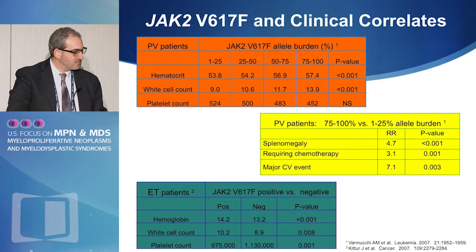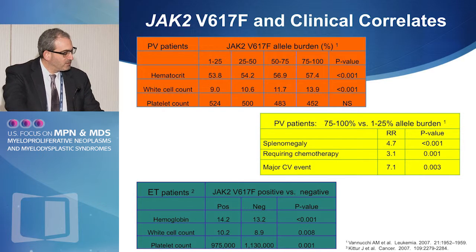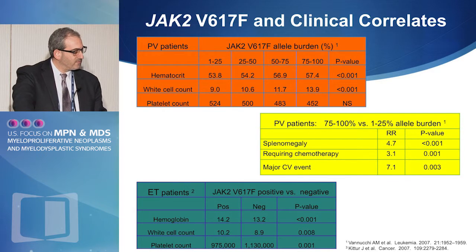Now, in ET patients, when you're looking at just a binary issue, whether the patients are JAK2 positive or negative, you can see that in patients with ET that have a higher hemoglobin but do not meet criteria for PV, the JAK2 mutation is associated with a higher hemoglobin, elevated white blood cell count, but again, a lower platelet count.